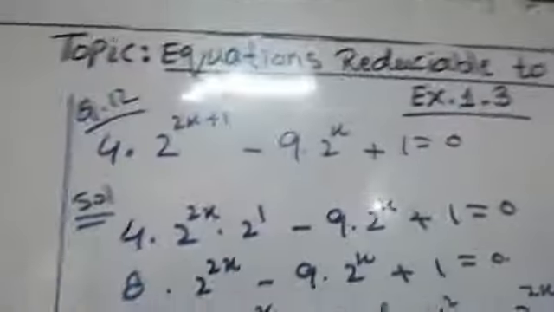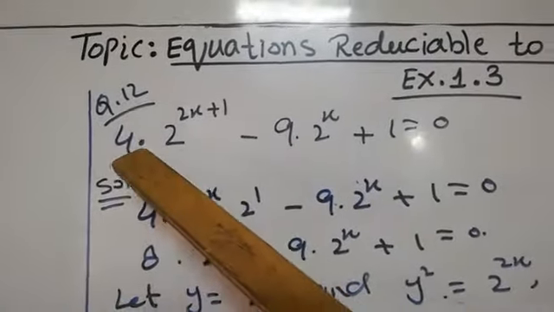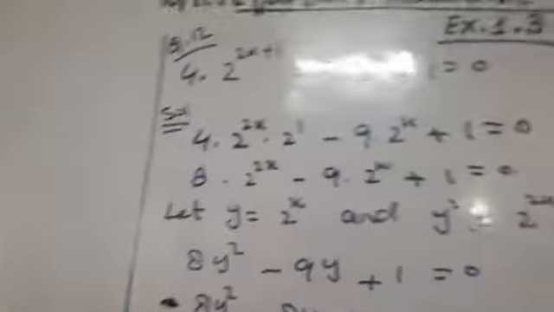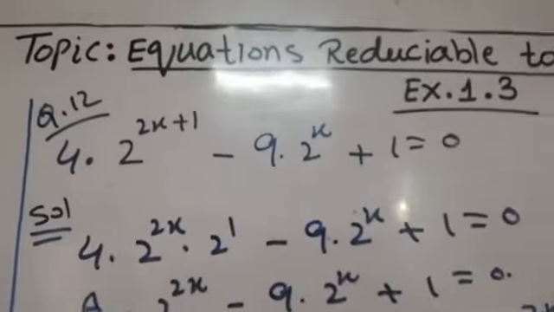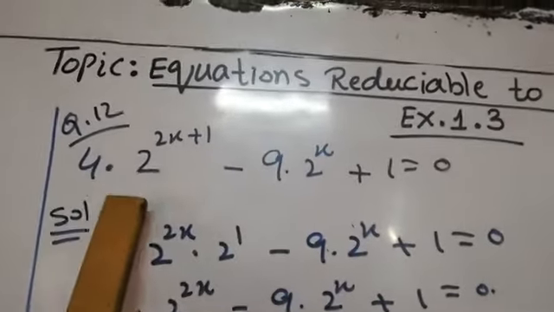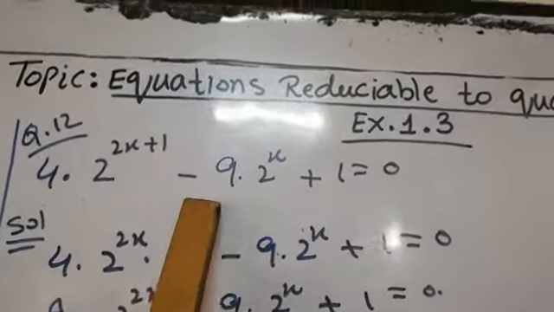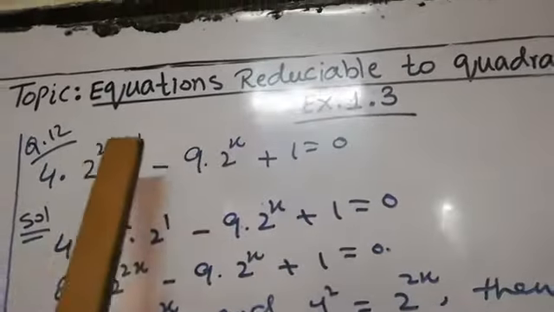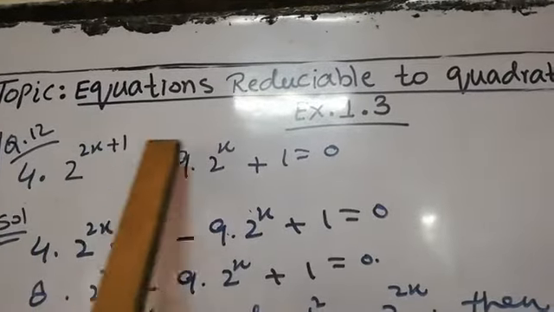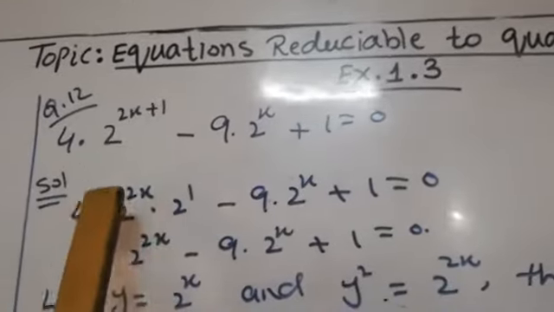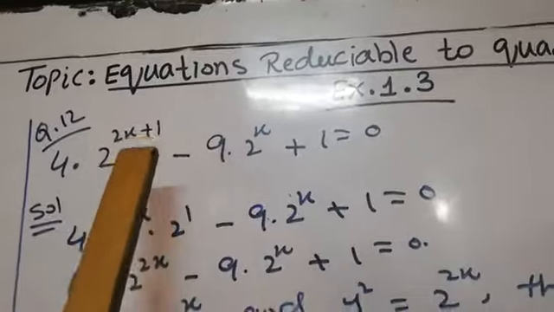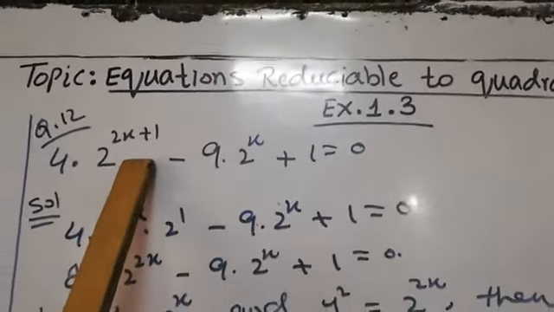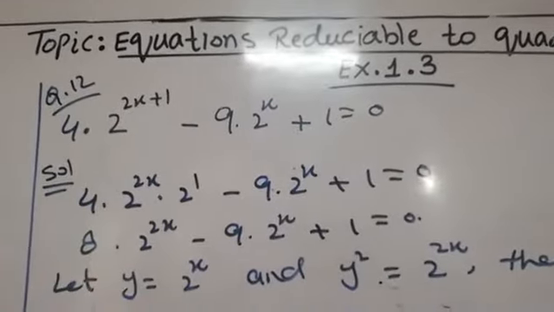Now question number 12. 4 into, this is not a decimal point, this is the multiplication sign. Okay, 4 into 2 raised to power 2x plus 1 minus 9 into 2 raised to power x plus 1. Dear students, you can observe that the variable is in the exponent form. So this type of equation in which the variable is in the exponent form is known as the exponential equation.